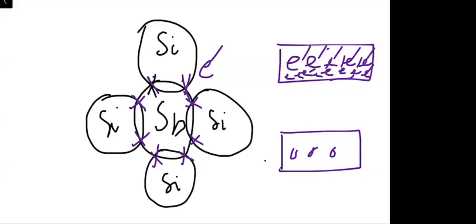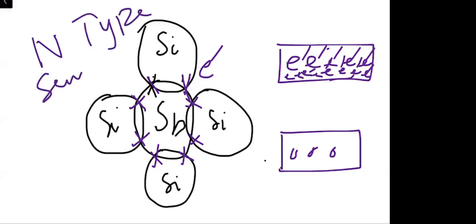Now this type of material which is created with the pentavalent impurity is called N-type semiconductor, right?